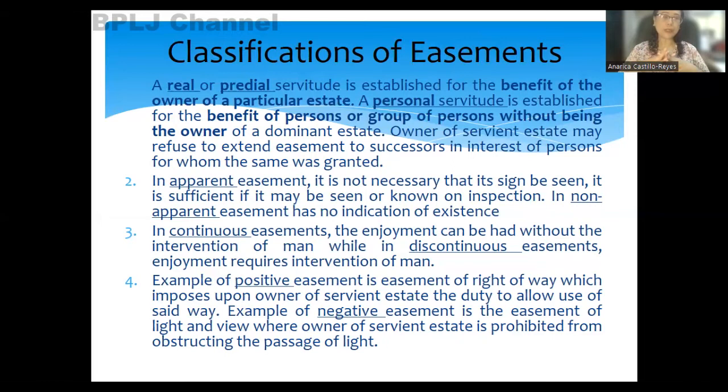So the owner of the servient estate is prohibited from building a structure which would block the light and view of the owner of the dominant estate, coming from the window of the owner of the dominant estate. If the window is constructed in the wall of the owner of the dominant estate, then it is considered as a negative easement. However, if the window is established on a party wall, it is considered as a positive easement because the party wall is a co-ownership, and it imposes upon the owner of the servient estate, the adjoining estate, the duty to allow the window to be kept open.